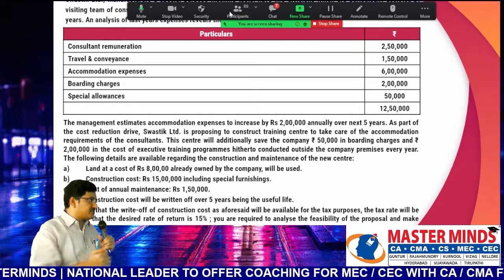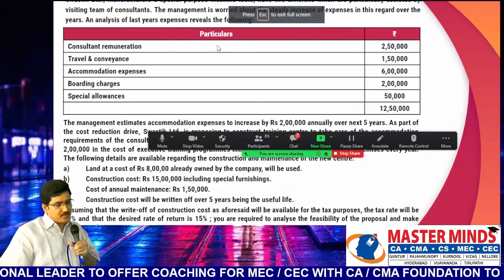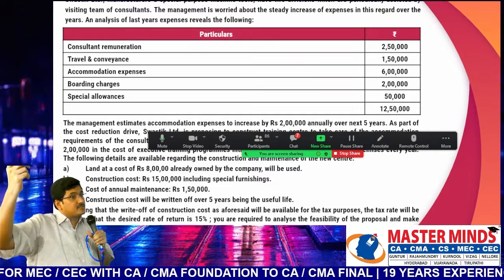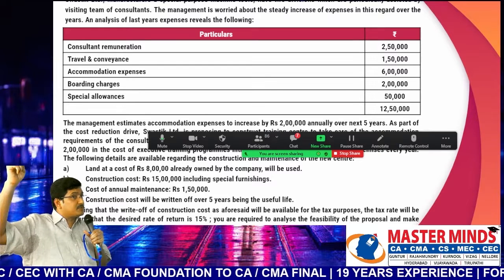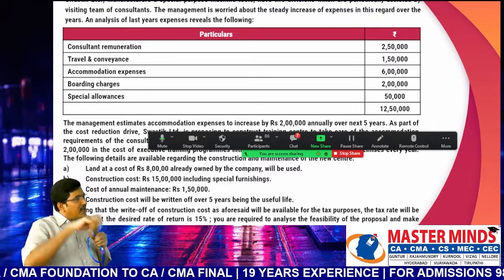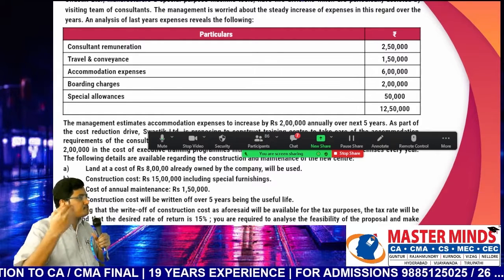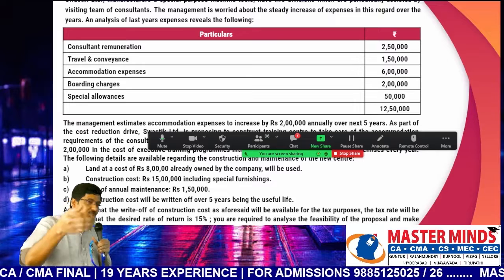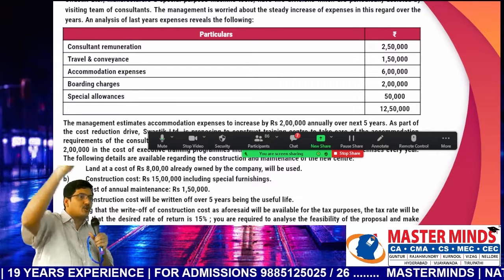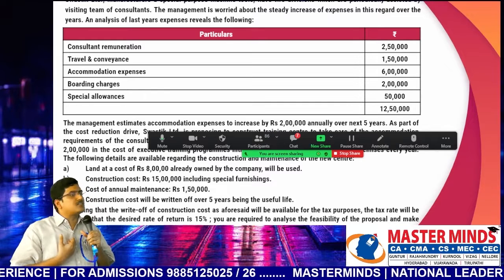Read the problem once again. First paragraph. An analysis of last year expenses. Last year, how much is the accommodation expenses? 6 lakhs. So are we talking about the last year or upcoming year? Upcoming year. So if we construct this project for the next year, let us see how much will be the accommodation expenses. 0. Accommodation expenses is 0 because it's our own building.